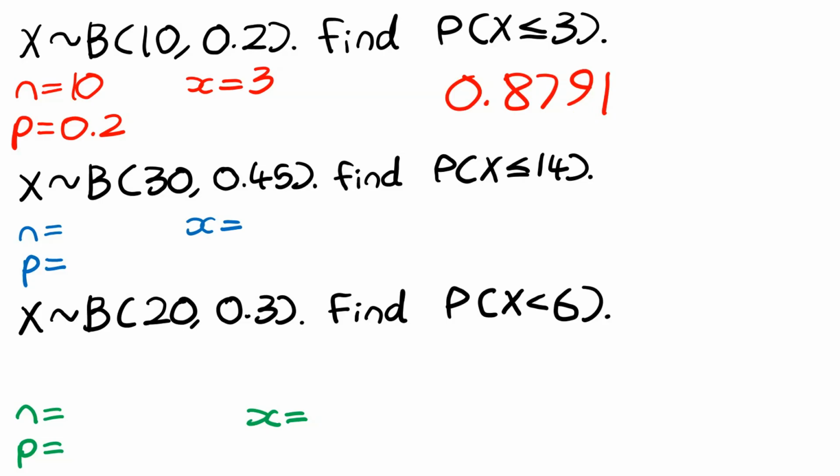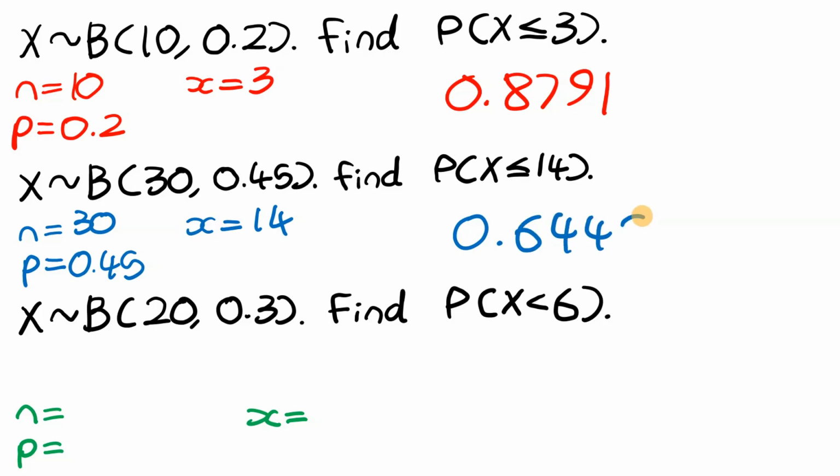0.8791. For this one here, we're told that x can be modelled using a binomial distribution like this here, and we need to find the probability that x is less than or equal to 14. So here n is equal to 30, the probability is 0.45, and x is equal to 14. If you put this into your calculator, it's equal to 0.6448.